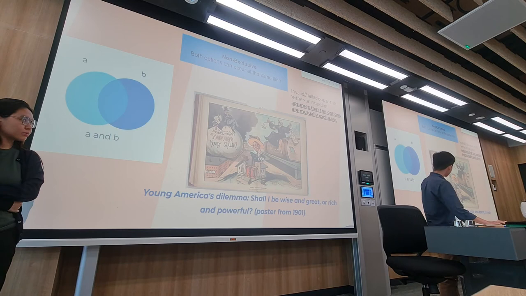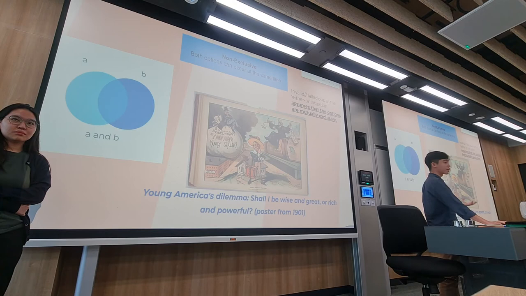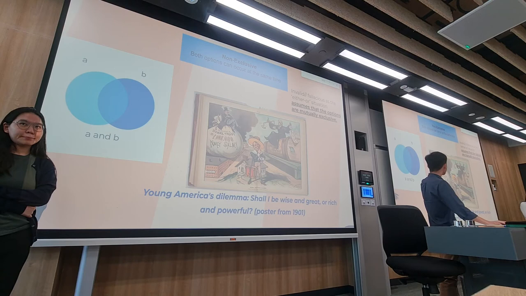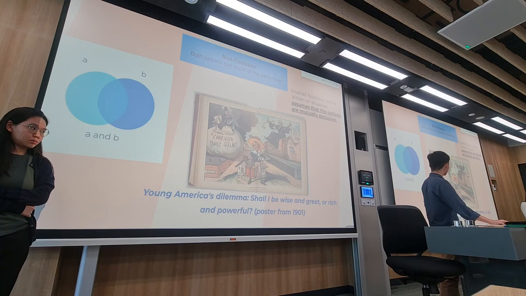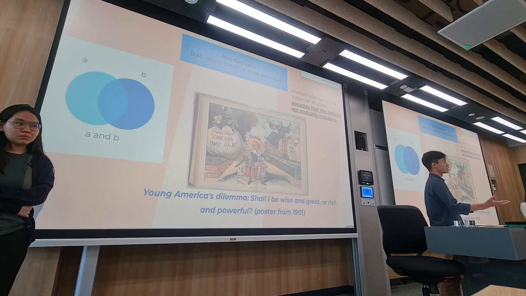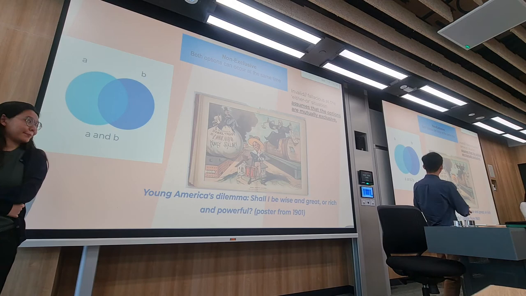So he's trying to say that if you choose to be wise and great, like the Chief Justice, and get only a $1,000 salary, you cannot be rich and powerful as well, like the manager in the steel mine, who is not wise and great but earns $1 million. But he ignores the fact that you can be both wise and great and rich and powerful at the same time. They're not mutually exclusive. This is why it's a false dichotomy, because it ignores that both options can happen at the same time.